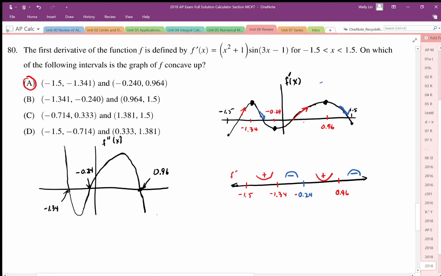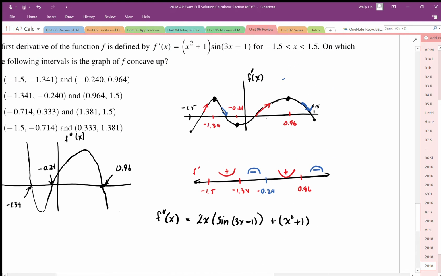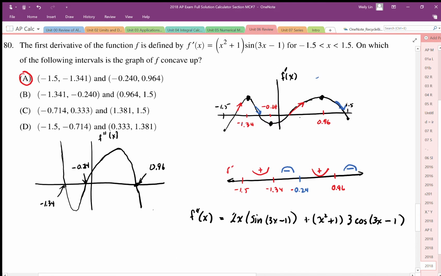Alternatively, this could have been done using the second derivative as well. If you thought right away that you'd use the second derivative, that's perfectly fine, because if we differentiate this, we're going to get 2x times sine of 3x minus 1, plus x squared plus 1 times the derivative of sine 3x minus 1, which is 3 cosine of 3x minus 1. This derivative is what I've drawn to the left. So this is my second derivative function.